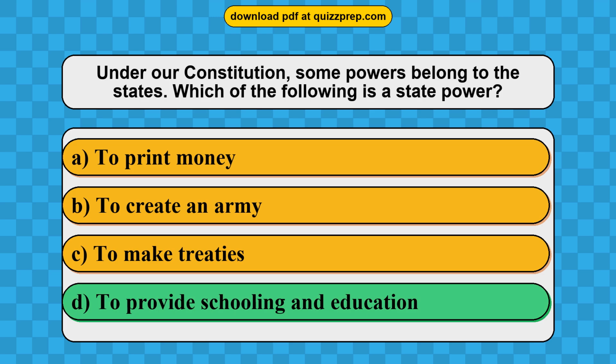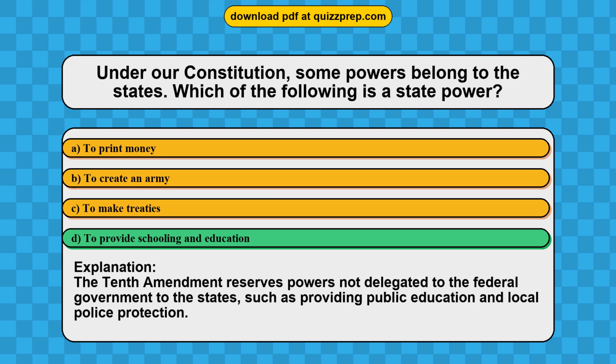The correct answer is option D. To provide schooling and education. The 10th Amendment reserves powers not delegated to the federal government to the states, such as providing public education and local police protection.